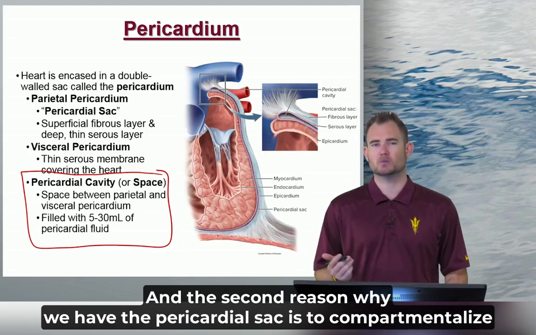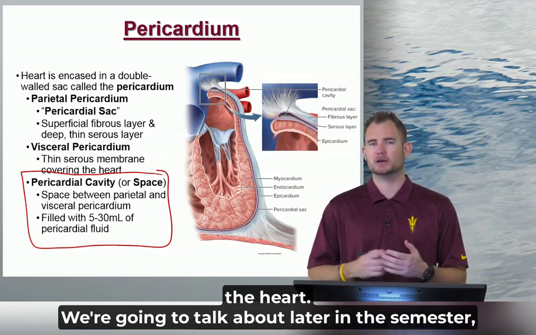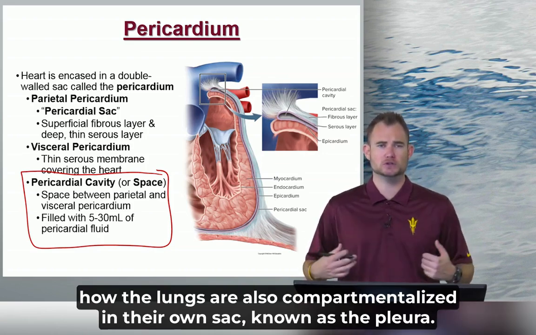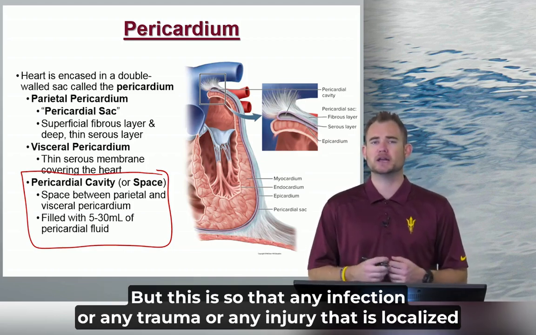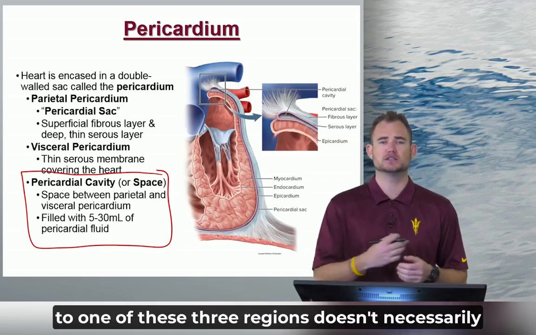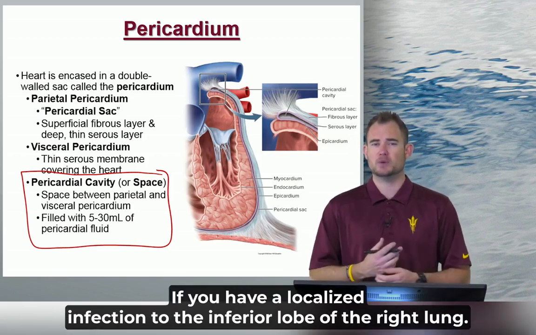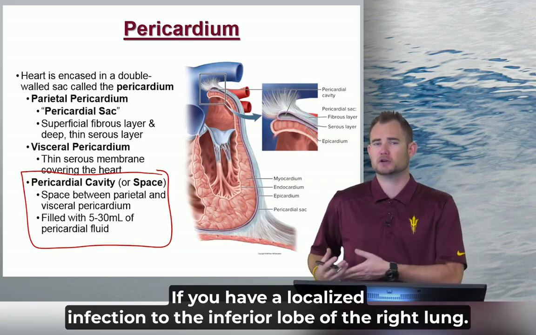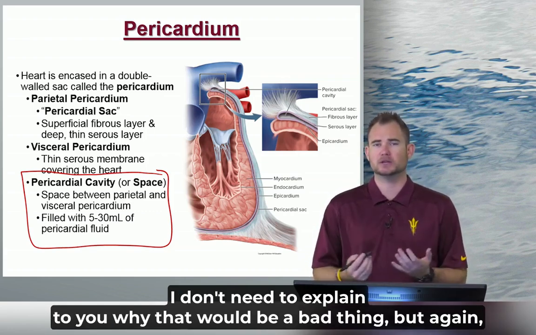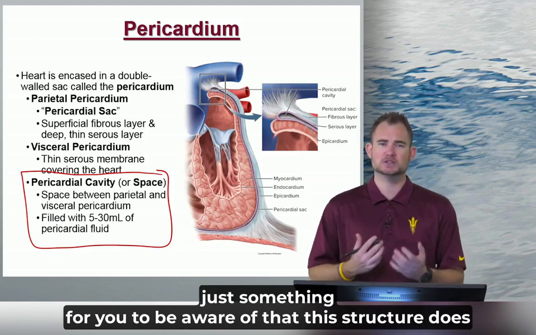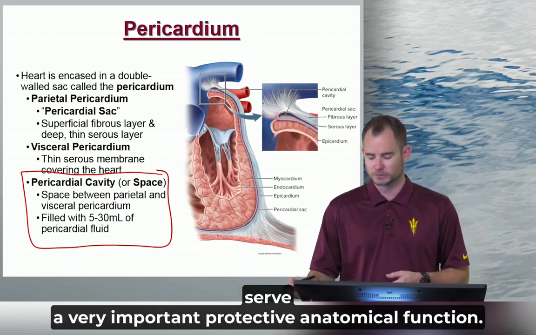The second reason why we have the pericardial sac is to compartmentalize the heart. We're going to talk later in the semester, when we get to the lungs, about how the lungs are also compartmentalized in their own sac known as the pleura. This is so that any infection, trauma, or injury localized to one of these three regions doesn't necessarily spill over into one of the other regions. If you have a localized infection in the inferior lobe of the right lung, you wouldn't want it to be able to readily spread to the heart. I don't need to explain why that would be a bad thing, but just be aware that this structure serves a very important protective anatomical function.